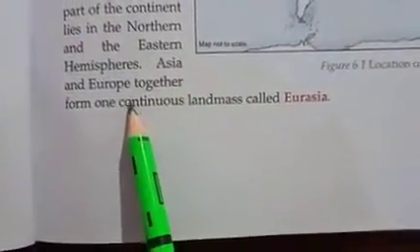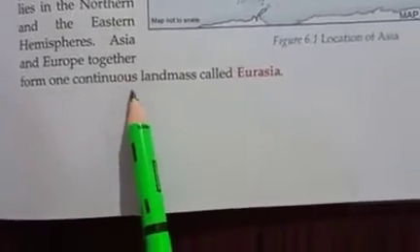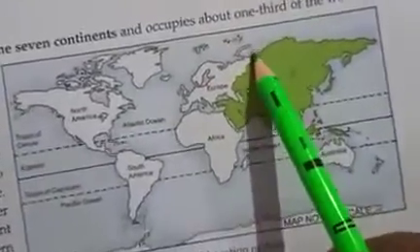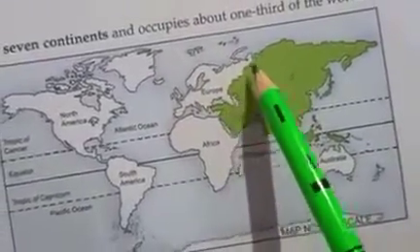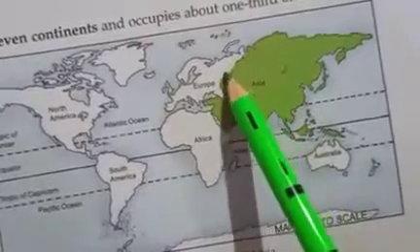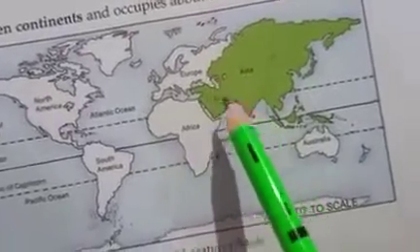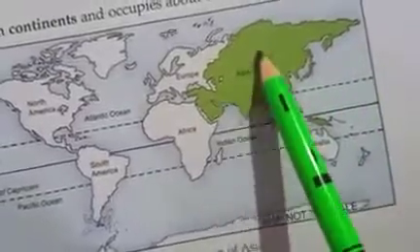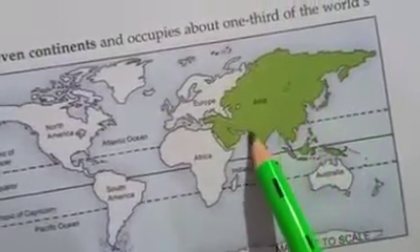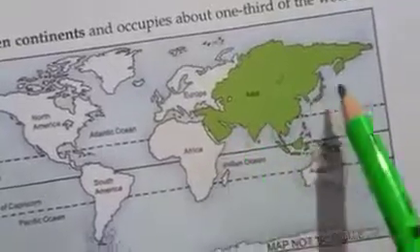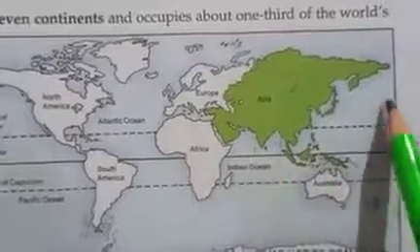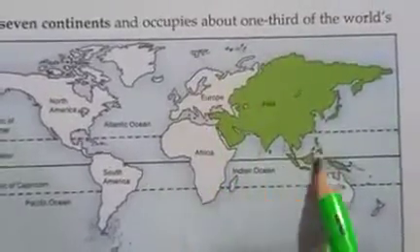Asia and Europe together form one continuous landmass called Eurasia. But Europe is now divided from Asia by the Ural mountains and Ural river. So here the part covered with green color shows Asia, and this is the location of Asia in the world map. So keep this in your mind.